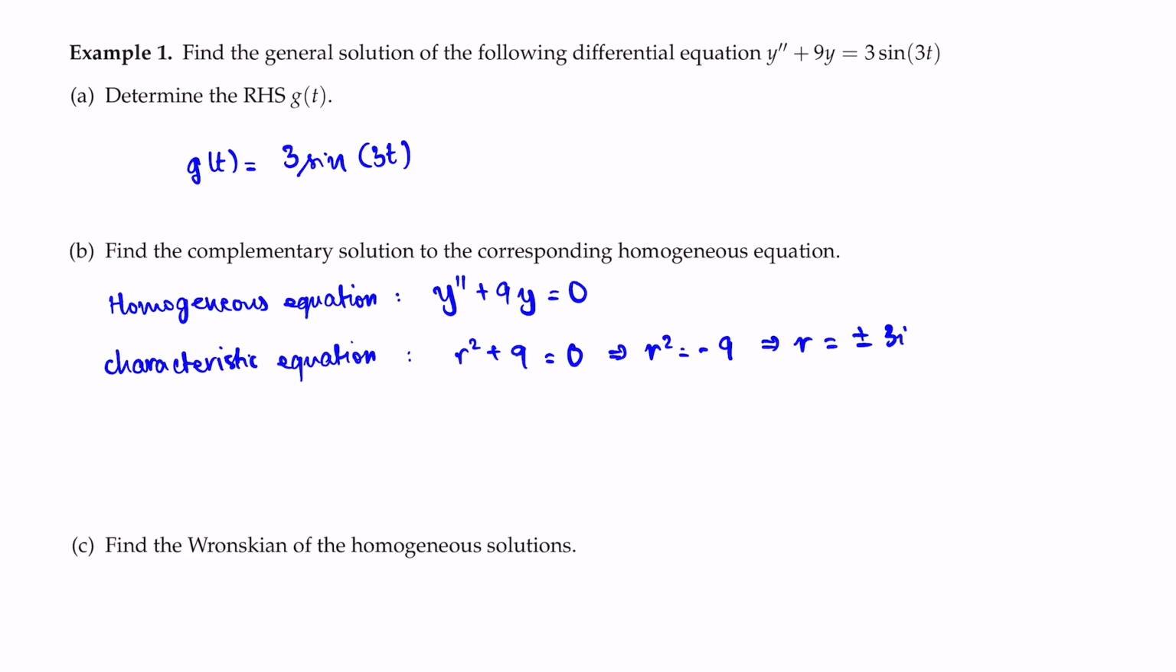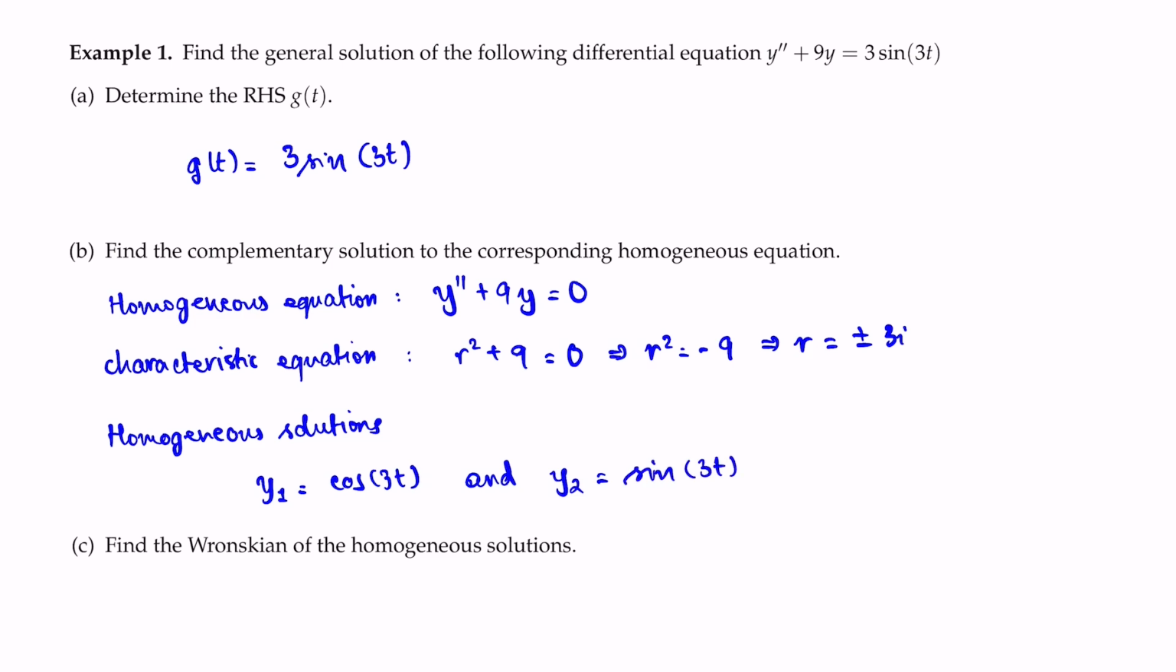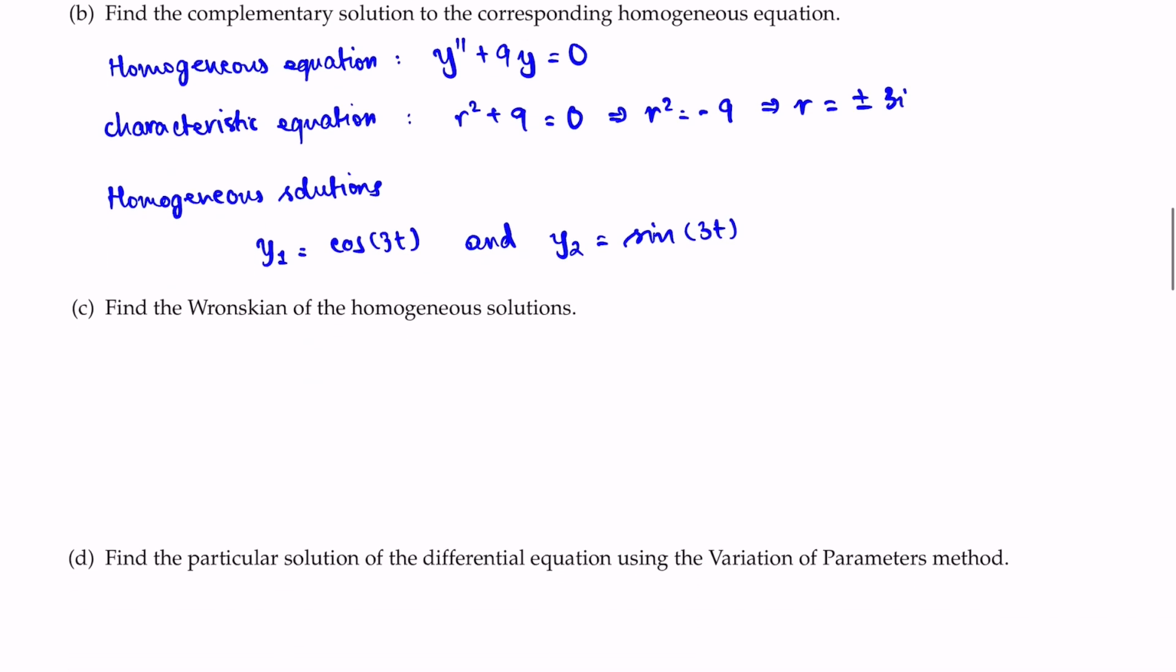Therefore, you're going to get the homogeneous solutions as follows. You have y1 equal to cosine of 3t, and y2 equal to sine of 3t. For the variation of parameters, you will need the information of the Wronskian, so we have to do the calculations for the Wronskian of y1 and y2.